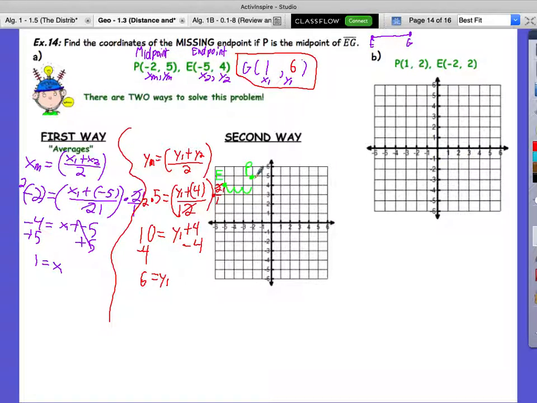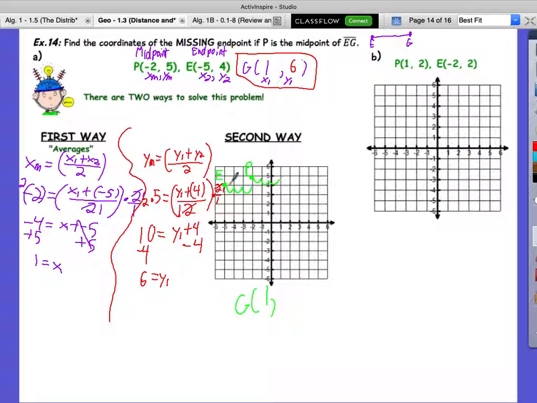So how much do you think we might go to the right here? 3, because it's in the middle. So we do the same thing. If it's in the middle, it's halfway between. We're going to go over 3 here as well. So we know that the x-coordinate will be what? 1. Okay, so we know that G will be 1 comma something.